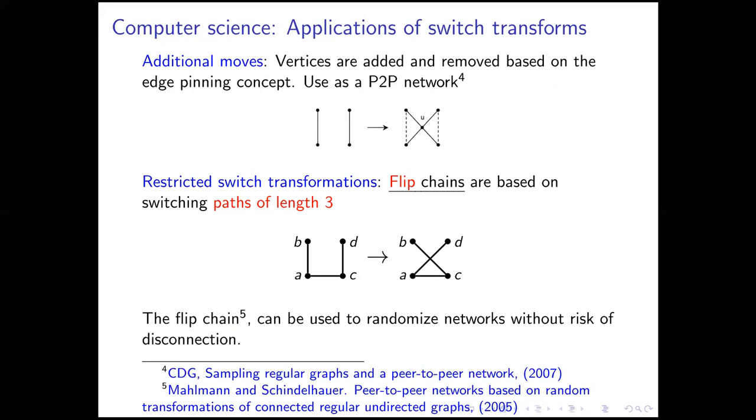The first kind of restricted switch transformation, or an early example, was a flip chain, where we take a path of length 3 and we just switch the two end edges of the path as shown. So A, B, C, D go to A, D, C, B. Flip chains can be used to randomize networks without risk of disconnection, because if the graph on the left is connected, so is the graph on the right. So a flip chain runs in the restricted subspace of fixed degree sequence graphs, which are the connected ones, or the ones connected to the starting graph.